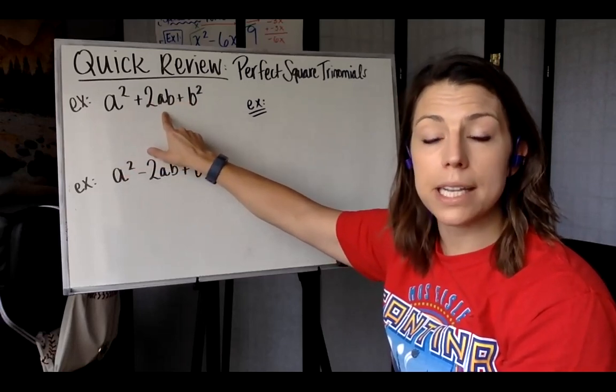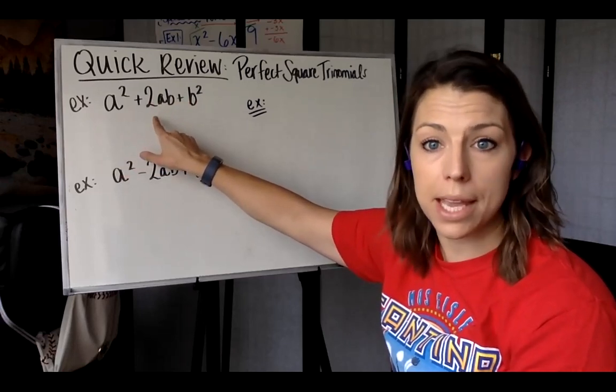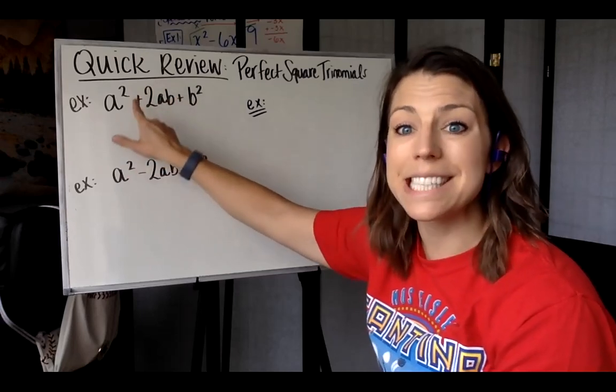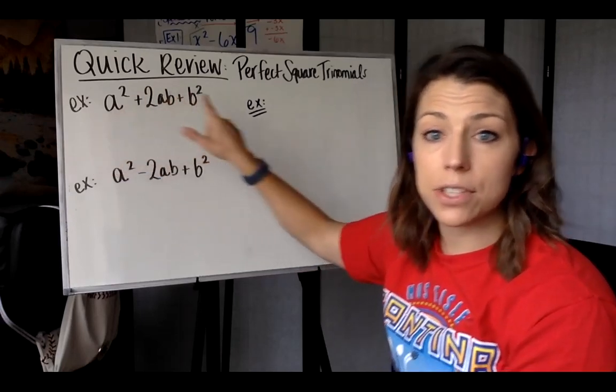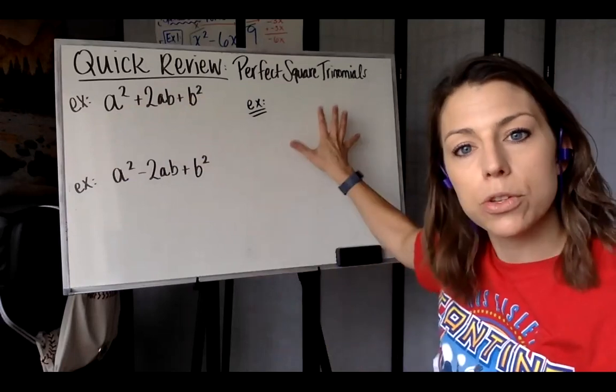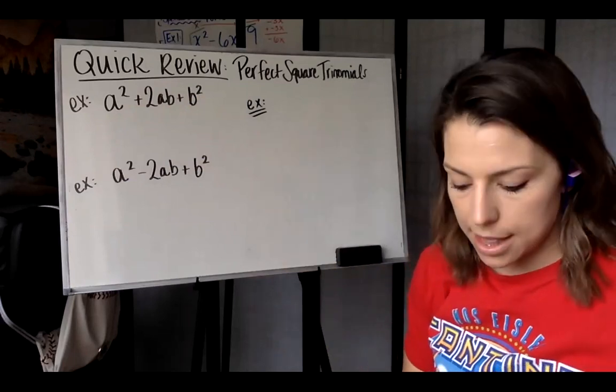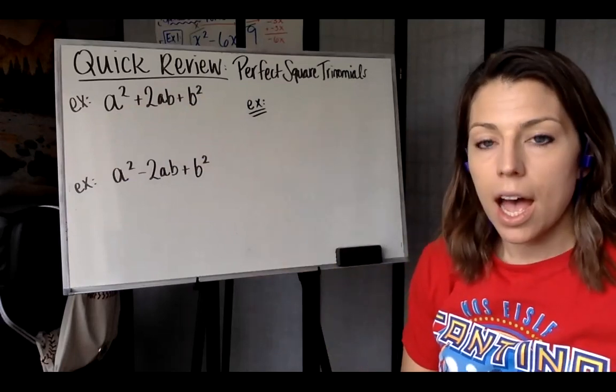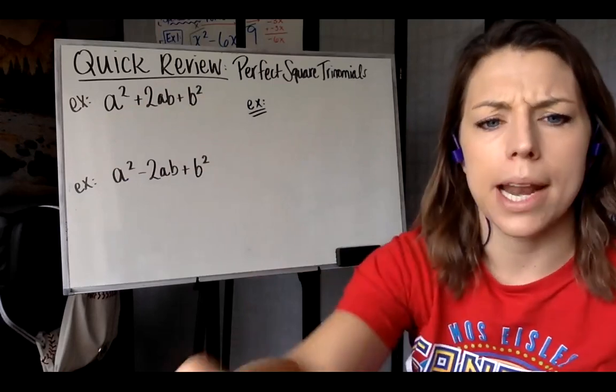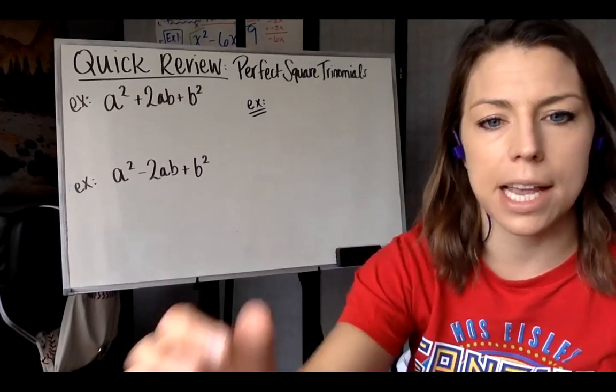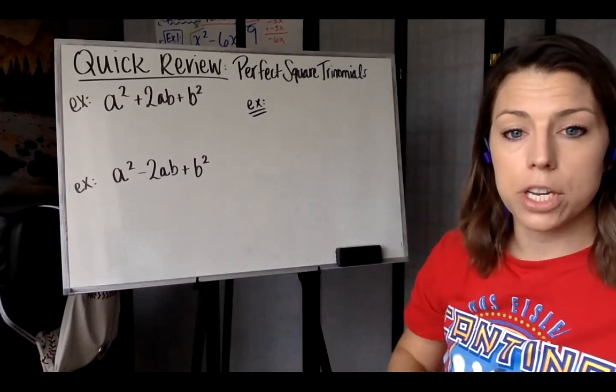And what's AB plus AB? 2AB. So the middle term is always double the product of the square root of the first and the last term. We'll look through that a little bit more in the example that we're going to do. Actually, let's do the example right now. How about that? So let's pull the example from your worksheet practice.